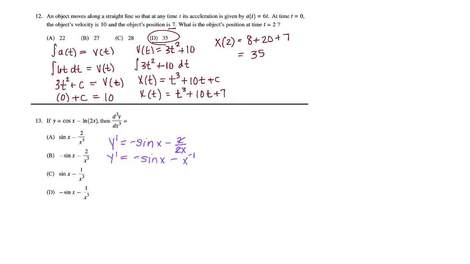So now let's do the second derivative, y double prime. So the derivative of negative sine of x is going to be negative cosine x. And the derivative here, we'll move that negative 1 to the front, and then we'll subtract 1. So we have negative 2. So now let's do our third derivative. And the derivative of negative cosine, that's going to generate a positive sine.